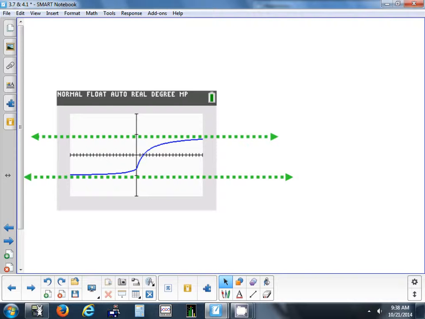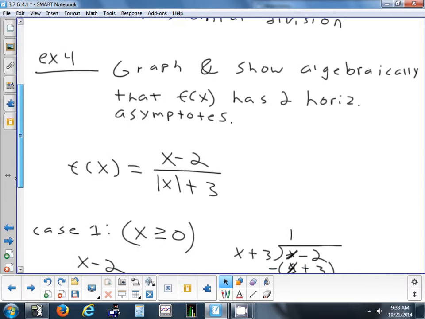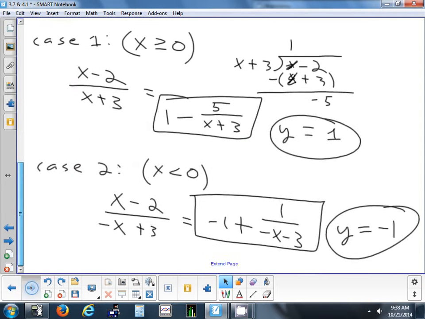Any question on that? Okay, so with absolute value, generally you need to look at breaking it into 2 cases. We graphed it, we showed the asymptotes. Okay, we're good.